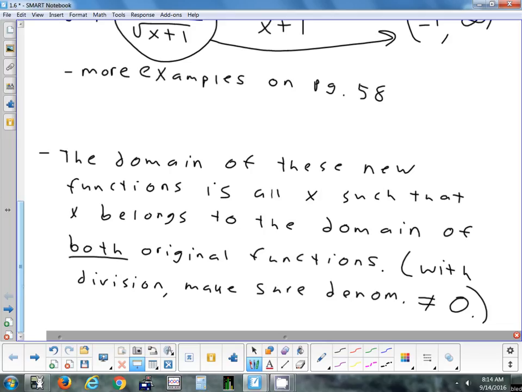This is basically writing down what I just explained to you. The domain, when you create a new function, is all of the x's that belong to the domain of both original functions. And if you create a new function that involves division, you have to be careful that you never divide by 0. So the domain of a new function is all x's that belong to the domain of both original functions.